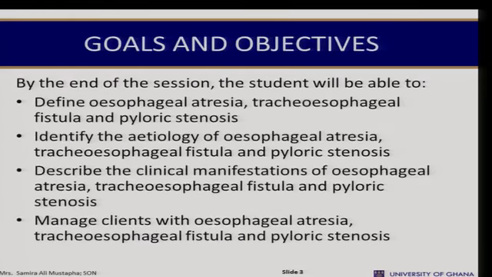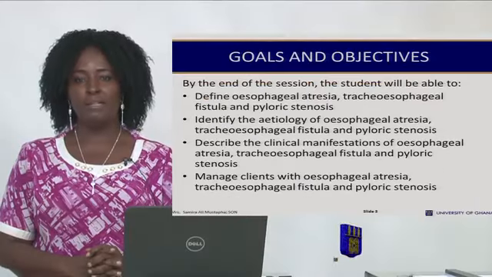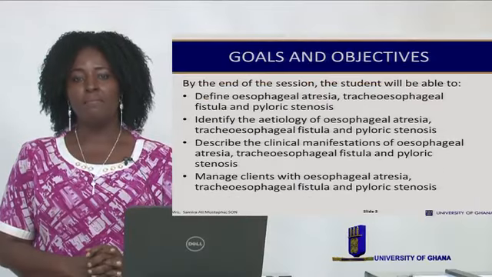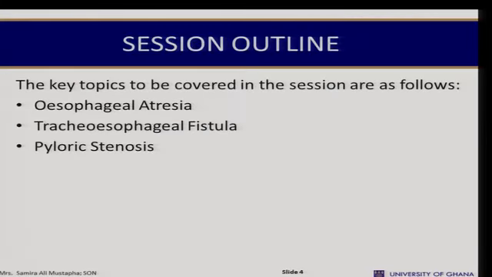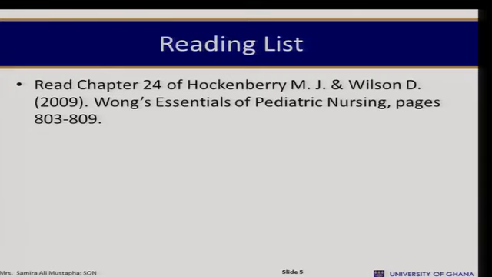Goals and objectives. By the end of this session, students will be able to define Oesophageal Atresia, Tracheoesophageal Fistula, and Pyloric Stenosis, identify their etiology, describe the clinical manifestations of these, and manage them appropriately. So these three major topics will be discussed. And once again, this is for our further reading.